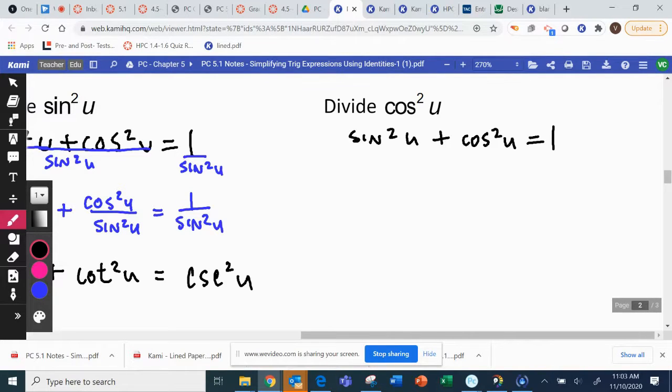Okay, so this time we're going to divide by cosine squared u. Doing the entire side, cosine squared u, both sides. And then I'm going to separate the numerator.